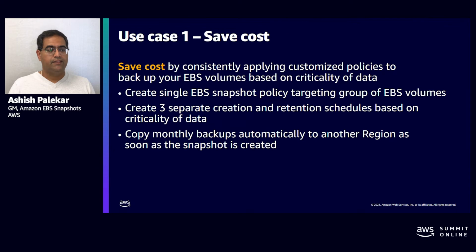So in this case, what we're going to go through is creating a single EBS snapshot policy that is targeting a group of volumes. And for that policy, we are going to create 3 separate creation and retention schedules which will be applied based on the criticality of the data. And then we are going to copy monthly backups to another region as soon as the snapshot is created, right? So single policy, 3 sets of creation and retention schedules, and then copying to another region as the snapshot is created. Let's walk through it.